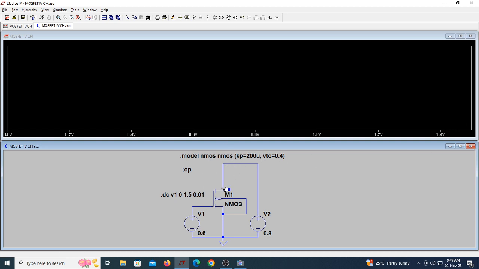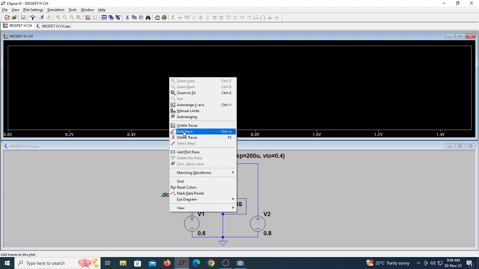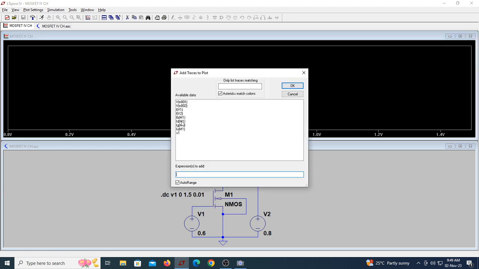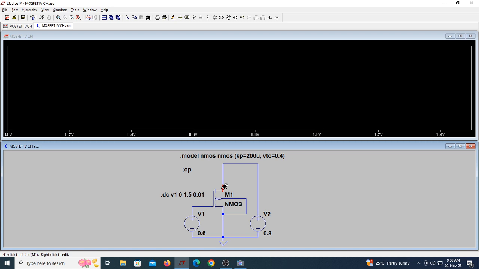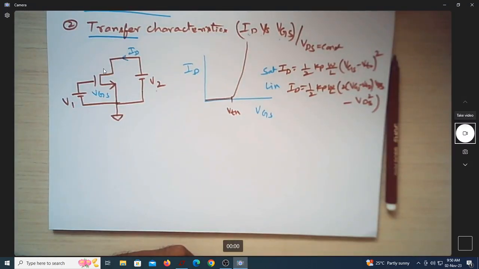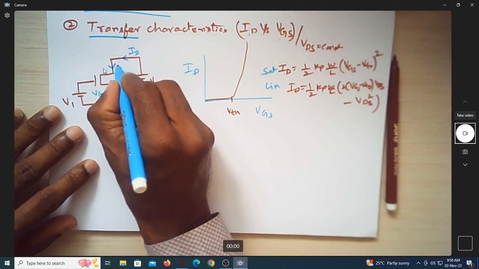Now I can trace the current. One way is to go over here and add the trace, which is ID of M1, or I can do it in the schematic itself. This will give different voltages. This is the symbol of a probe, the red one. If you want to find the current, go near the terminal and you can see the ammeter symbol, whose arrow indicates the current going into the drain, which is the drain current we are looking at. This is exactly the same as I mentioned over here. This is my drain current going into the drain, so this is ID.